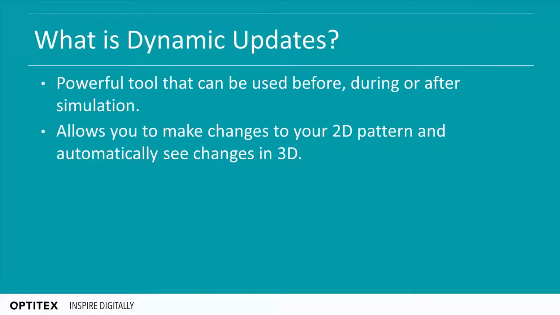Dynamic updates is a powerful tool that can be used either before, during, or after simulation and allows you to make dynamic changes to your pattern in real time. With dynamic updates, you no longer have to refresh your 3D window after making changes to your pattern. Once Dynamic Updates is on, you can make your changes to your 2D pattern and then see the changes automatically in the 3D window. So let's begin.